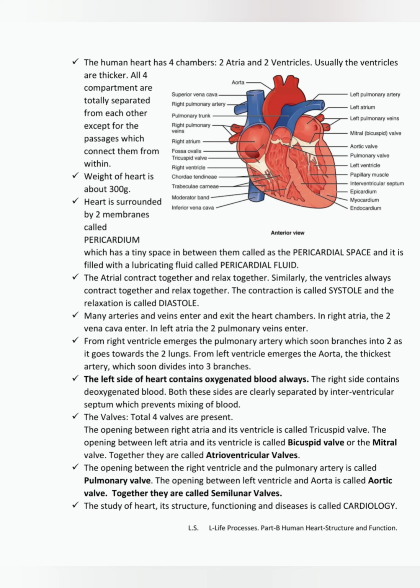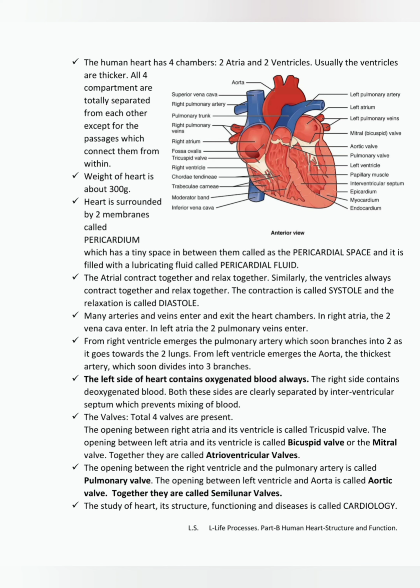Many arteries and veins enter and exit the heart chambers. In the right atrium, two vena cavae enter. In the left atrium, two pulmonary veins enter. From the right ventricle emerges the pulmonary artery, which soon branches into two as it goes towards the lungs. From the left ventricle emerges the aorta, the thickest artery, which soon divides into three branches.